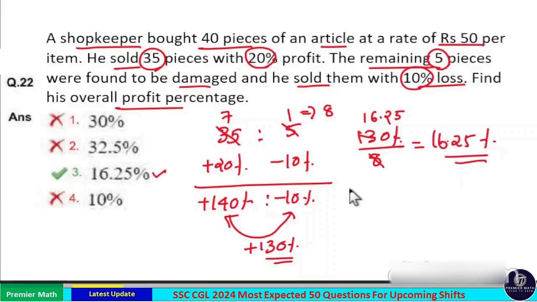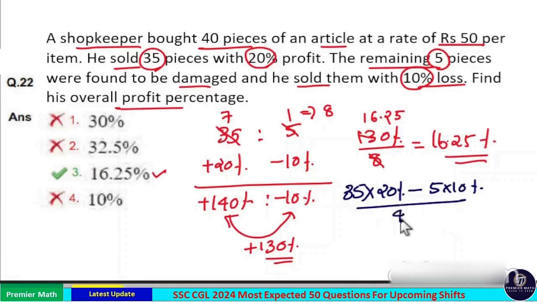Here, even if you take 35 and 5, 35 into 20% profit minus 5 into 10% loss. This minus is because of the loss. Divided by 35 plus 5 is 40. 5 goes 8 times in 40, 5 goes 7 times in 35, 5 goes 1 time in 5. Now, 140 minus 10 is equal to 130% divided by 8. So even if you take 35 and 5, it will cancel each other at the numerator and denominator.